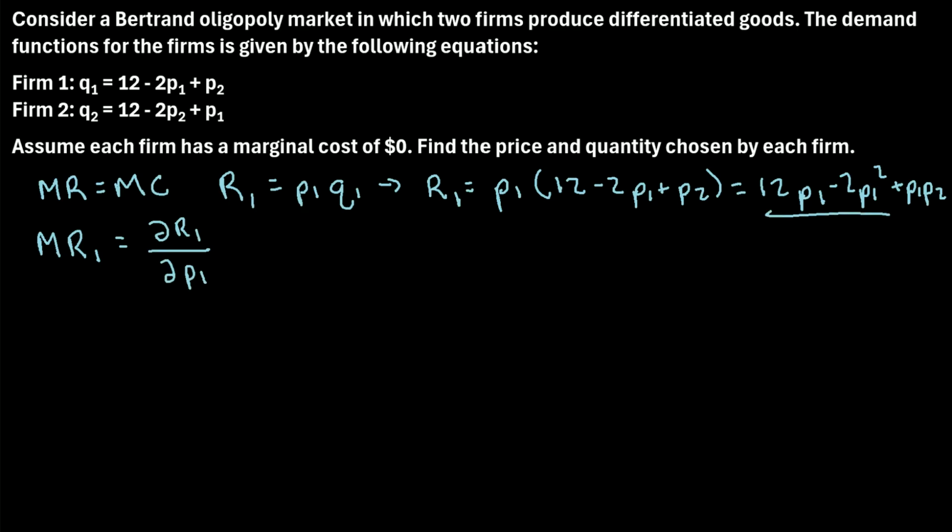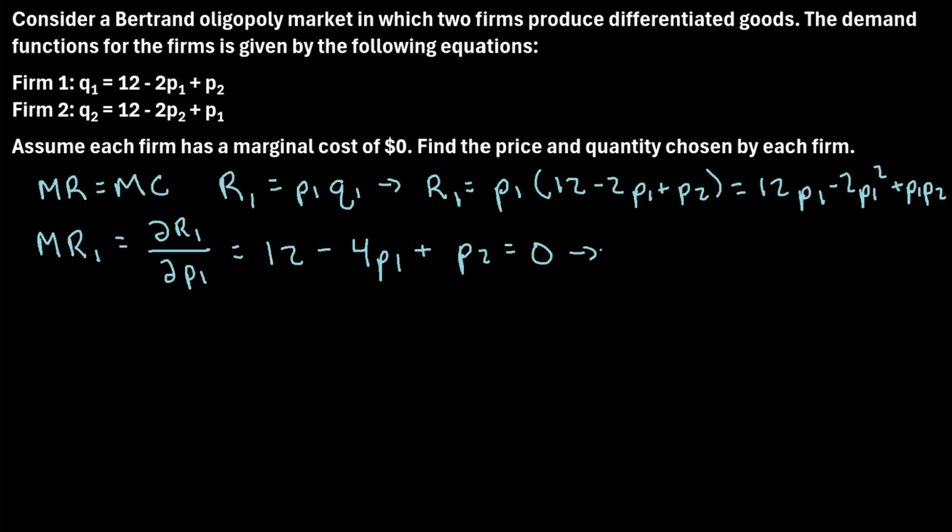The derivative of this function with respect to P1 is 12 minus, in this term, we take the exponent and multiply it by the coefficient. So 2 times 2 is 4, and then we reduce the exponent by 1, so we end up with 4P1, plus the derivative of this last term, which is the derivative of P1, 1, times P2. So we're just left with P2. Here's our marginal revenue function for firm 1. Remember, we set that equal to the marginal cost, which we know is 0. So we'll set this expression equal to 0, and we'll solve for P1.